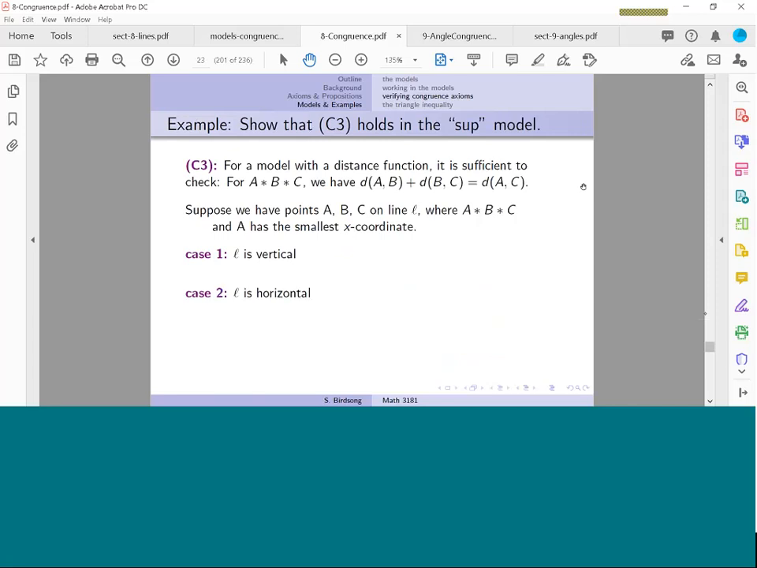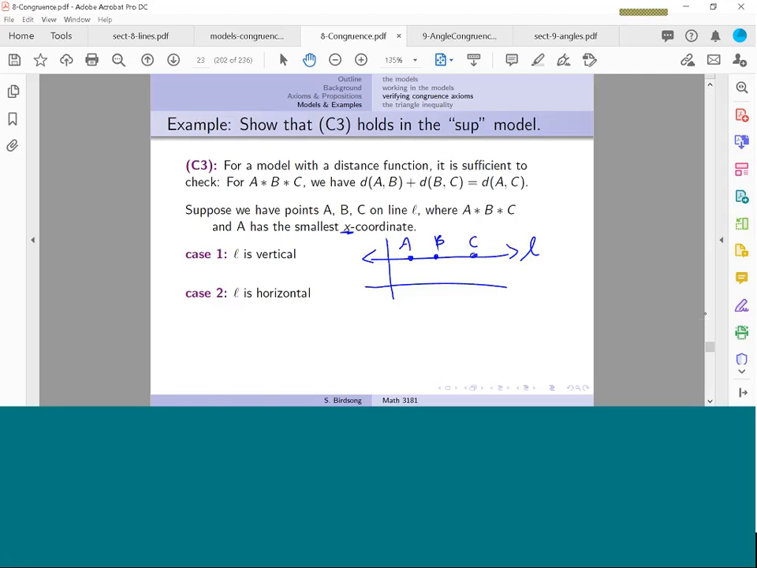All right, so let's move on to case 2. Case 2 is where we have a line that is horizontal. And in terms of the picture, it would look like this. So we've got some horizontal line. We're going to let point A have the smallest coordinate that changes, so the smallest x coordinate. Then we'll have our point B, and then we'll have our point C.